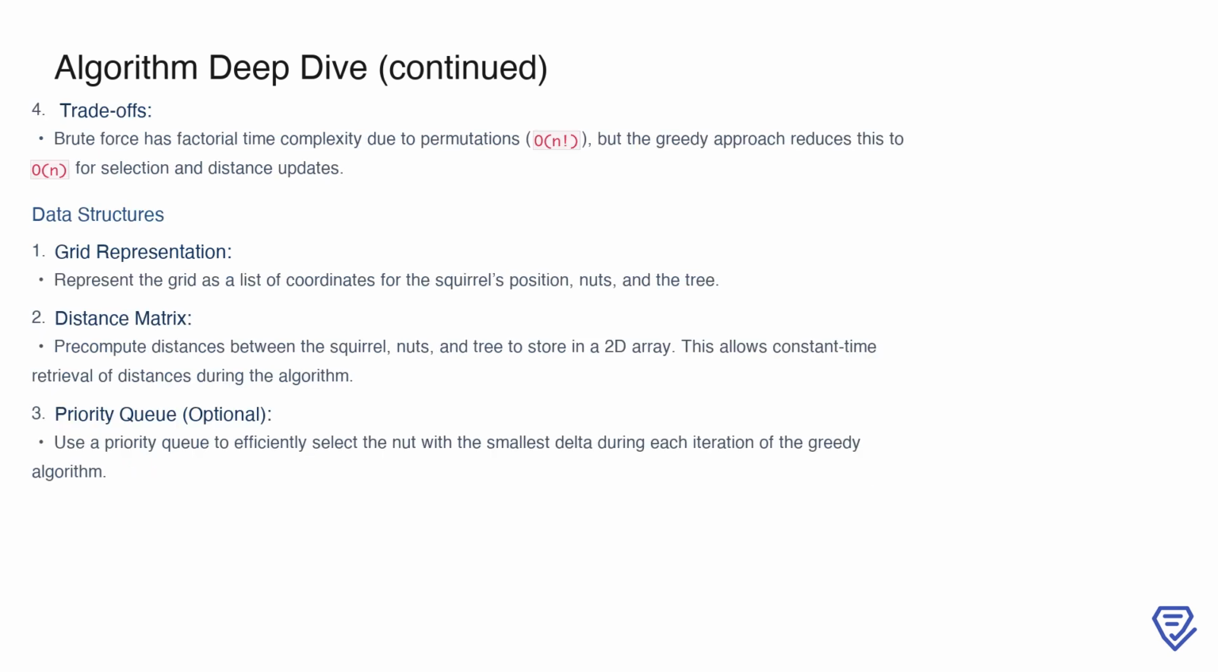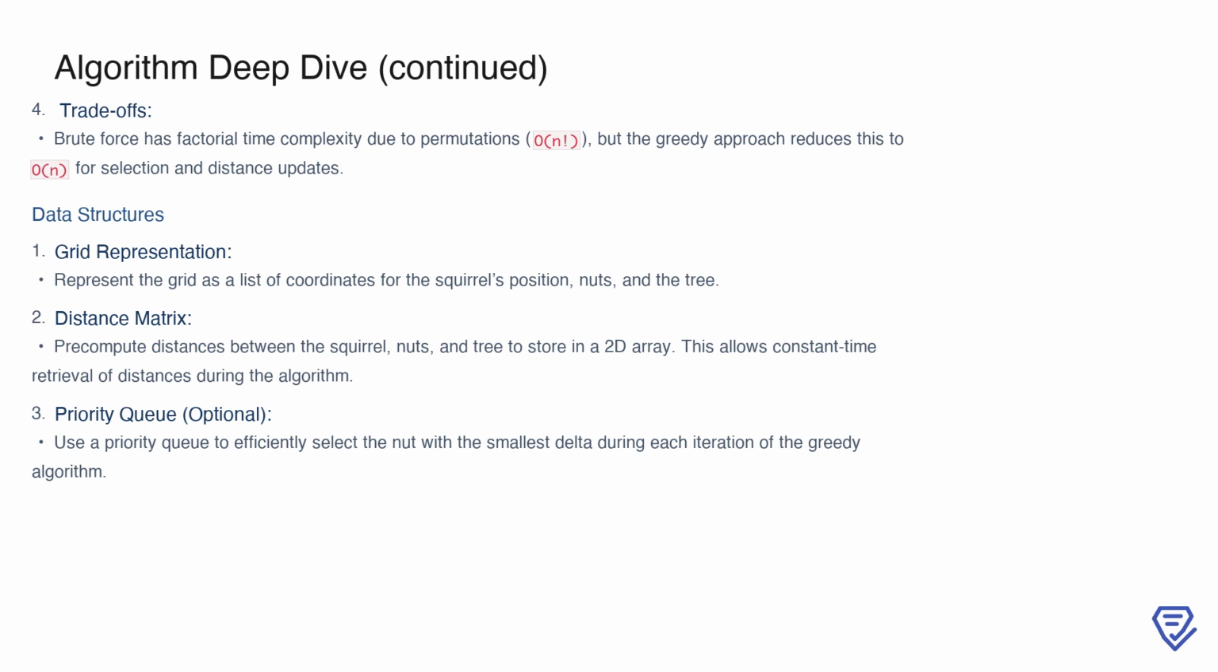There are trade-offs to consider when comparing the brute force approach to the greedy method. Brute force, with its factorial time complexity, is guaranteed to find the optimal solution but becomes impractical for large inputs. In contrast, the greedy approach reduces the time complexity to linear with respect to the number of nuts, as it selects and updates distances iteratively.